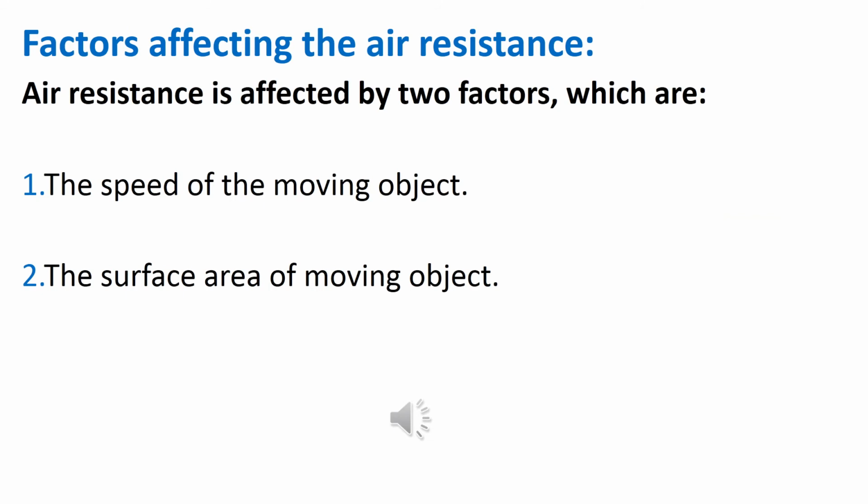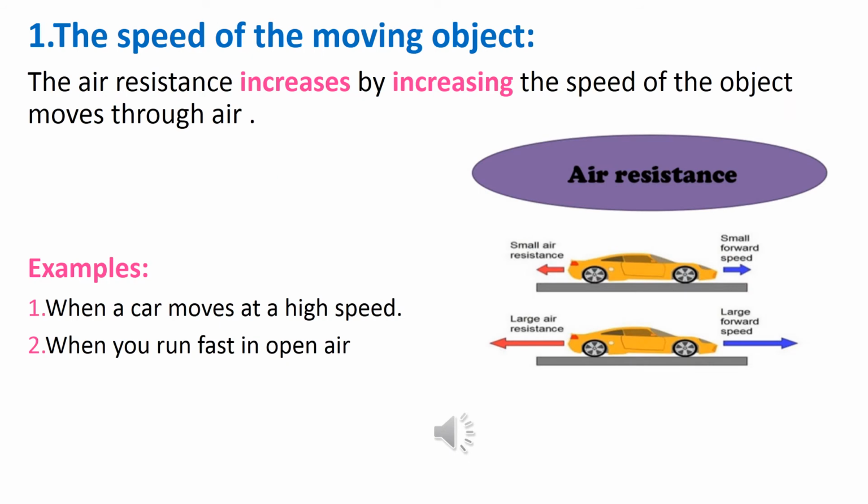Factors affecting the air resistance. Air resistance is affected by two factors, which are the speed of the moving object and the surface area of the moving object. Now we will talk about the first factor affecting the air resistance, the speed of the moving object. The air resistance increases by increasing the speed of the object moving through the air. Here are some examples of this factor. The air resistance increases when a car moves at a high speed and also when you run fast in open air.